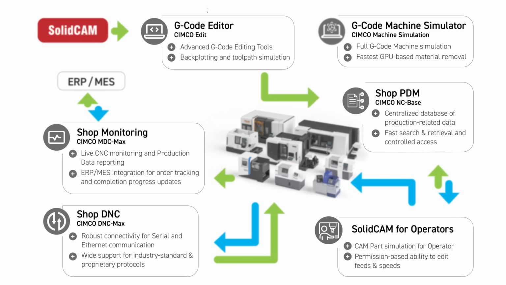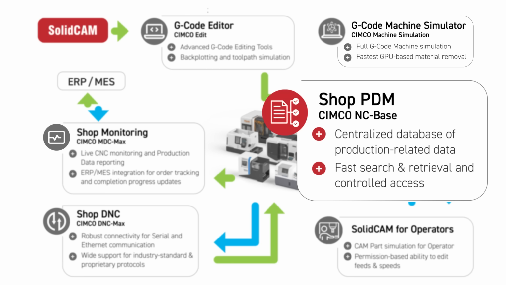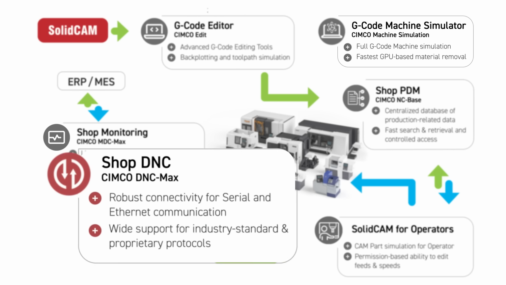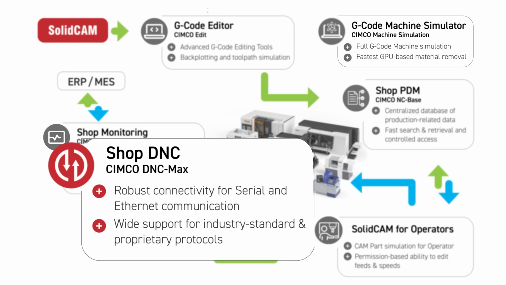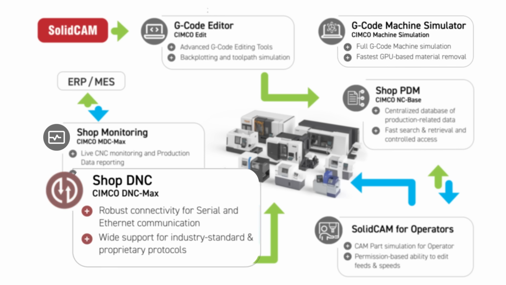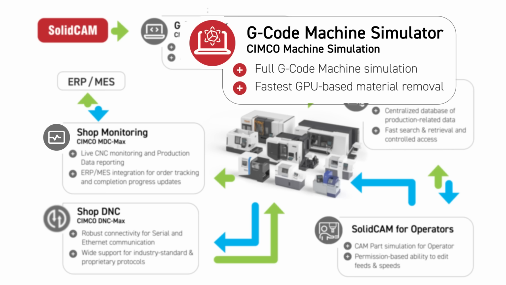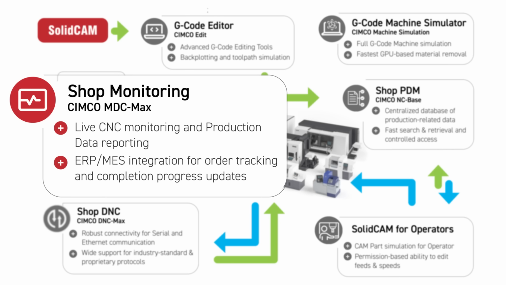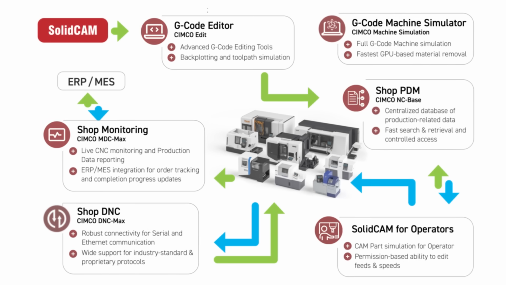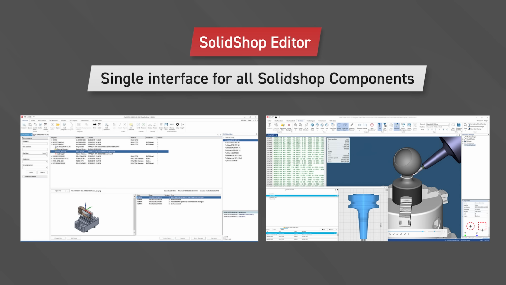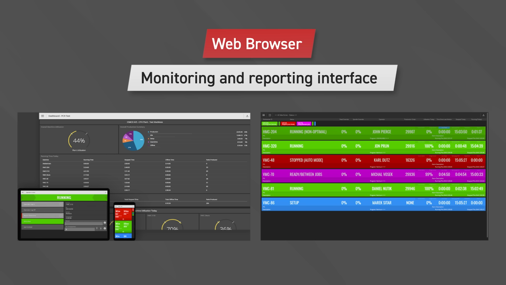SolidShop consists of several modules including Shop PDM, a system for organizing storage and management of machine programs, Shop DNC, a system for centralized transfer of programs to machines and receiving machine status information, G-Code Machine Simulator, Fast GPU-based Real G-Code Simulator, Shop Monitoring, Live CNC Monitoring and Reporting System with ERP integration possibility. All work with these systems is done through a single software interface called SolidShop Editor. Machine status information and reports are available via a web browser on any device.